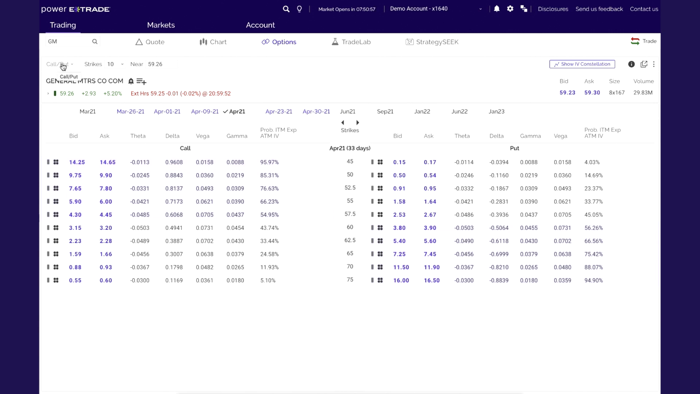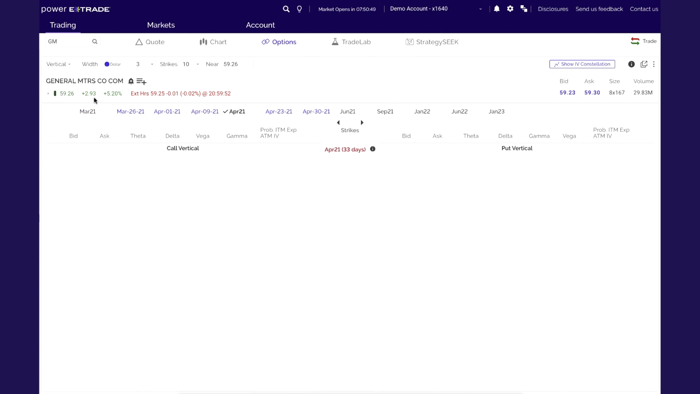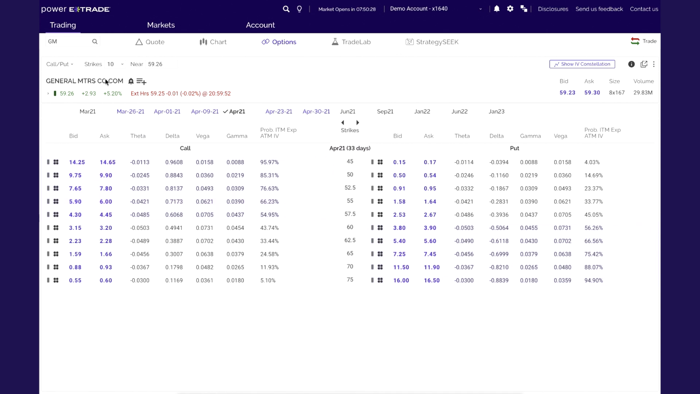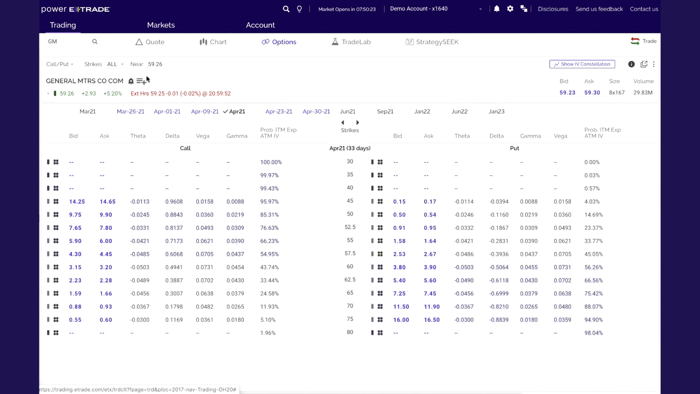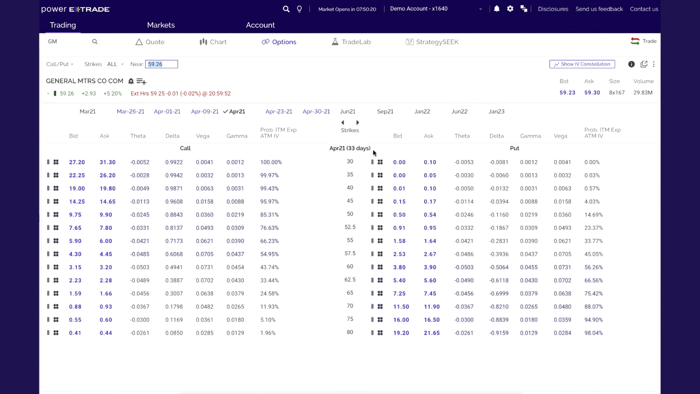I'm currently looking at calls and puts. If I select the drop down, I can have this pre-build things like straddles and strangles, or a vertical spread, and then it allows me some more fields that I can populate. If I'm creating a vertical, it's going to ask the width, dollar-wise or point-wise, the number of strikes, and if it's near a particular one as well. Taking it back from vertical, putting it back to calls and puts, I can also go to my strikes and select how many strikes I want to take a look at, and how near I want it to be.